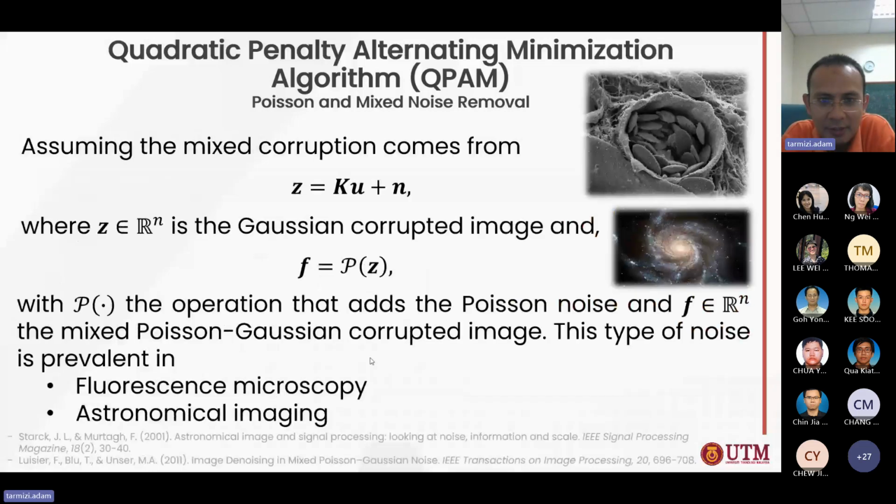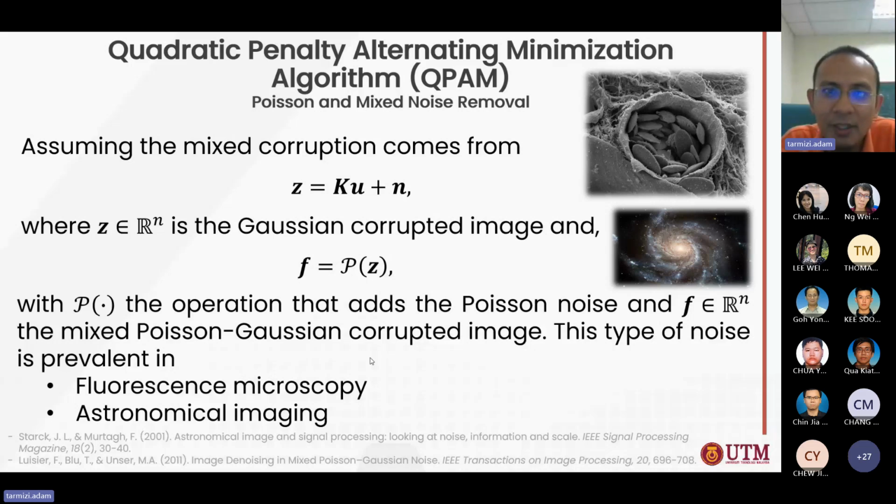So let's look at an example of applying this: QPAM for mixed noise. This part of the talk, I'm still working on with one of my students. Hopefully the equations are correct, because I got the equations from her. I asked her to prepare the equations, so hopefully the equations that I present after this are correct. Still work in progress.